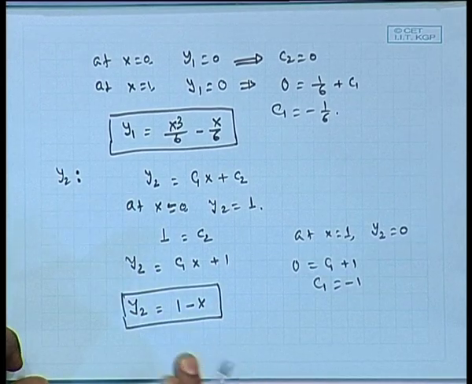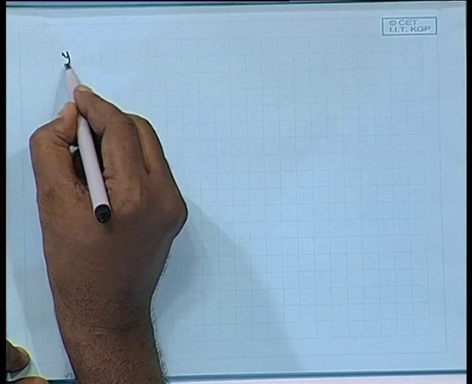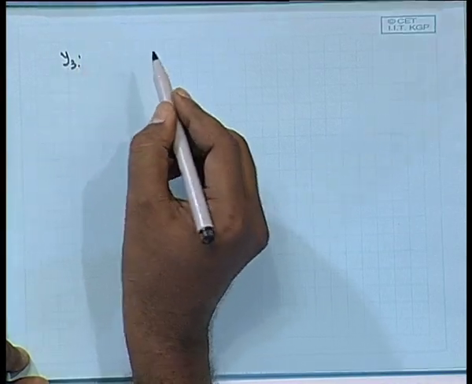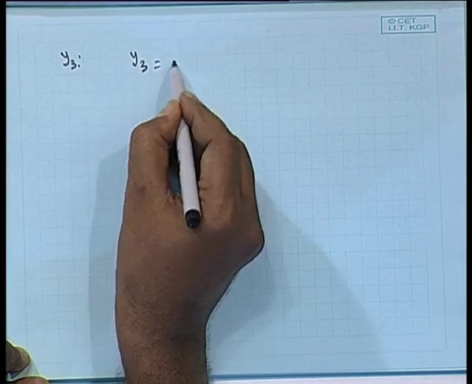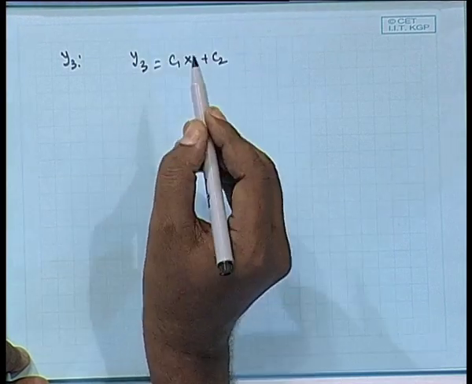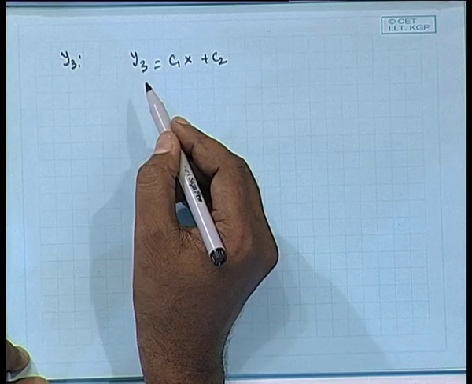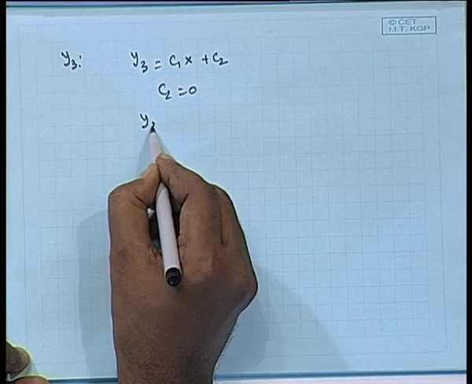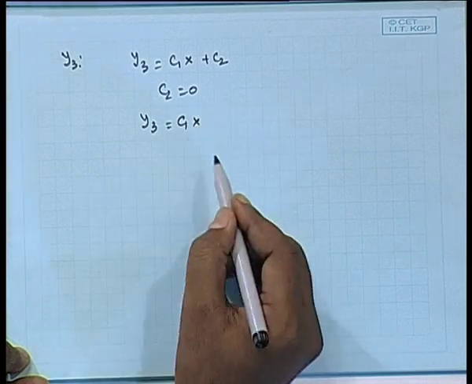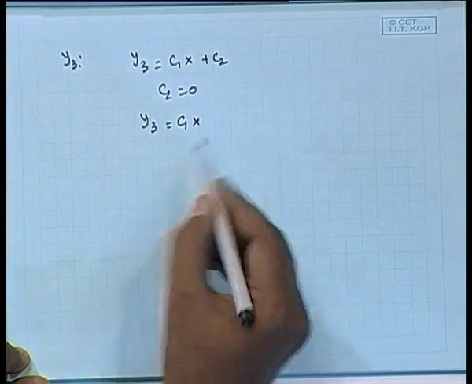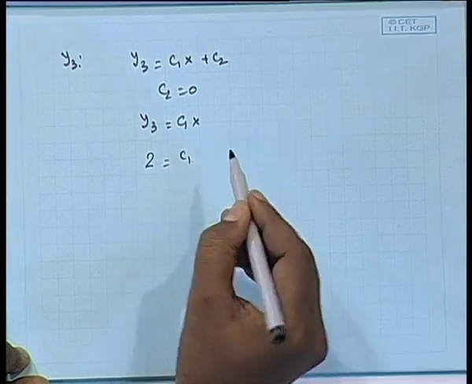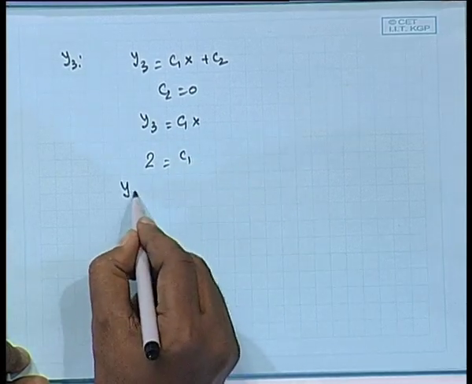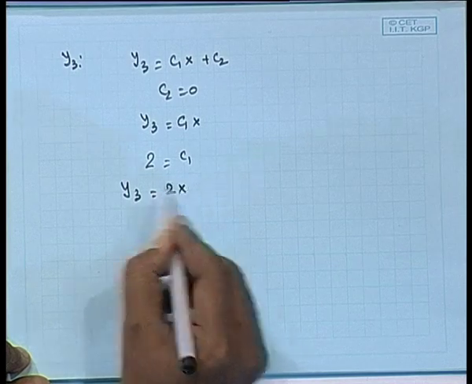Okay. Similarly, for the part y3, again d square y3 dx square equal to 0, the solution is c1x plus c2, subject to x equal to 0, y3 equal to 0, that means c2 equal to 0. So, y3 is basically linear with x, and at x equal to 1, y3 is equal to 2, so c1 is equal to 2. So, y3 will be equal to 2x.